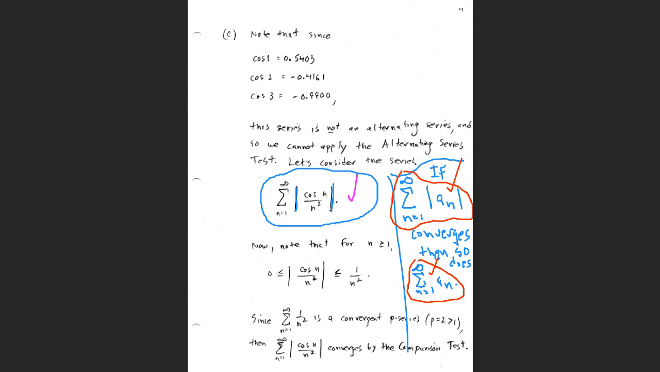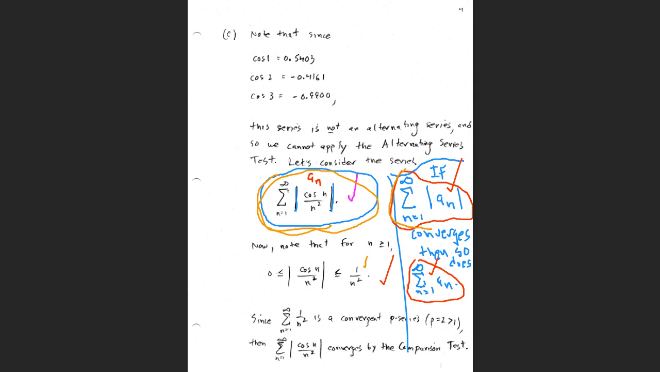So look at what we do here. We have the absolute value of cosine of n over n squared, but that would be less than or equal to 1 over n squared. So I'm going to try to establish convergence of this series here. Now, the absolute value of the cosine would never get greater than 1. We know how the cosine function oscillates between 1 and -1.